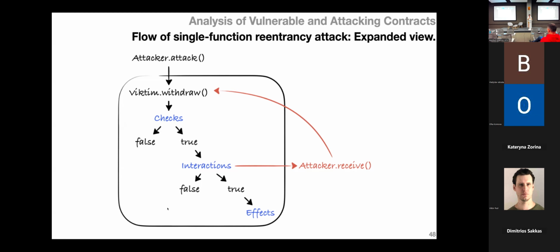The receive function contains code that recalls withdraw, looping the call and allowing, within a single call, multiple nested calls to drain the victim account. This is possible because the effect stage occurs after the interaction stage. Like you see, the effect stage isn't reached inside the loop.